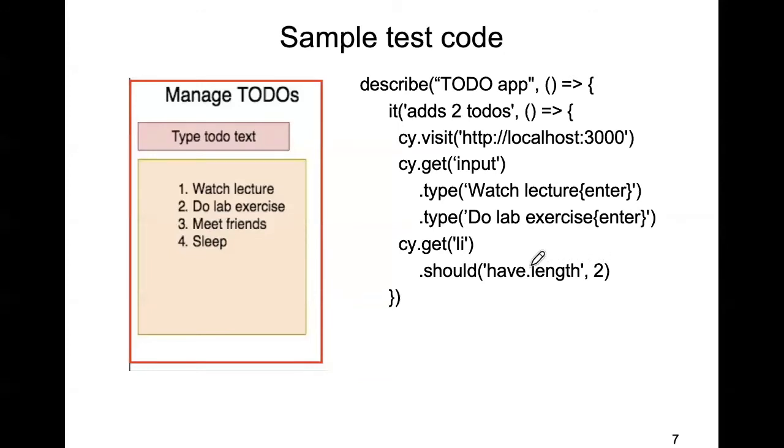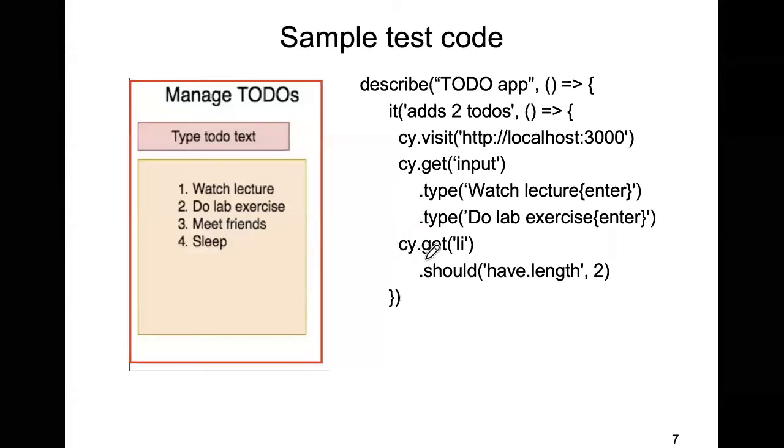So for now anyway, a Cypress test is a whole series of these commands, all beginning with cy.something. Most of the commands are concerned with accessing some part of the DOM, which I'm doing here and here. Some of them are concerned with interacting with the DOM, which I'm doing here. Some of them are concerned with making assertions about what you found on the DOM, which I'm doing here. So that's our first look at what Cypress test code looks like.